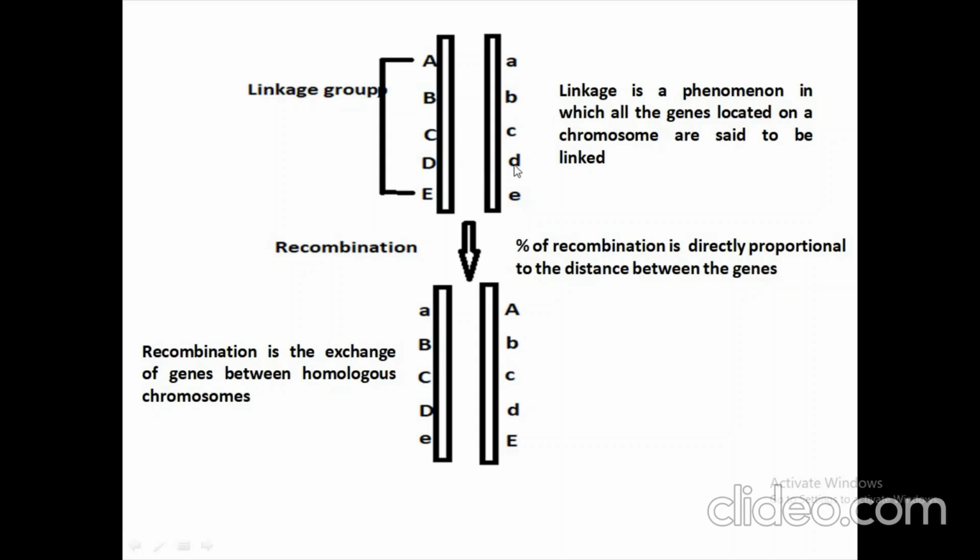One thing that you have to remember here is that the percentage of recombination is directly proportional to the distance between the genes. It means if the distance between the genes is more, then the percentage or frequency of recombination is also high. If the distance between two genes is less, then the percentage of recombination is less.